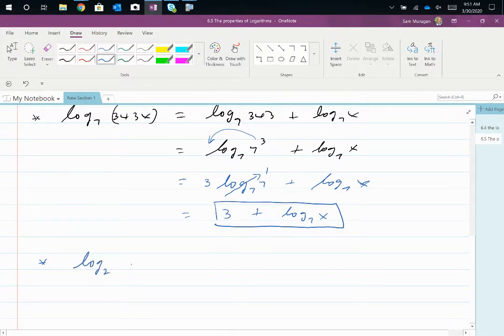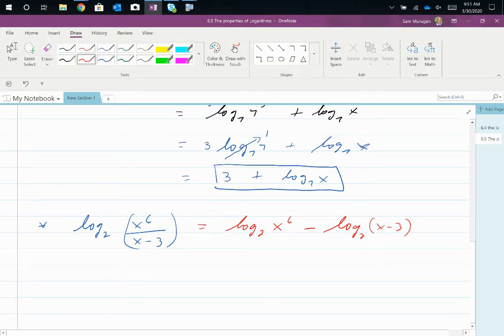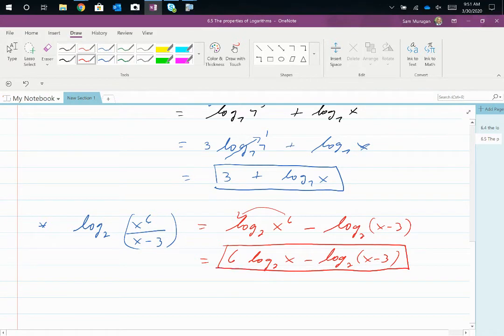Log base 2 of x to the 6th power over x minus 3. So you start by breaking this down using the quotient rule. Log base 2 of x to the power 6 minus log base 2 of x minus 3. Use the power rule to bring the 6 to the front. 6 log base 2 of x minus log base 2 of x minus 3. Please do not attempt to distribute log base 2 here. You can't distribute a word, okay?